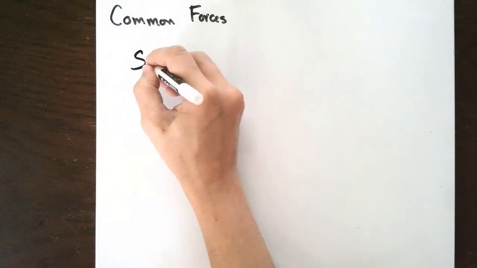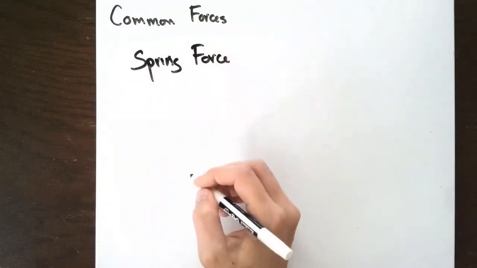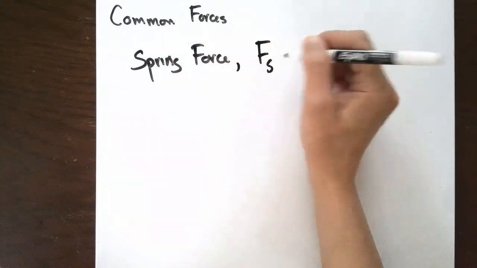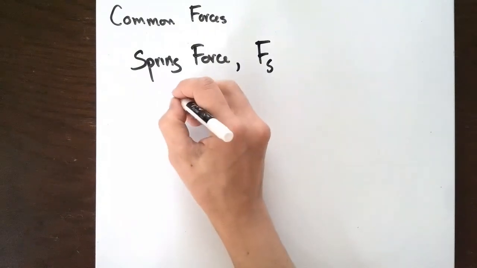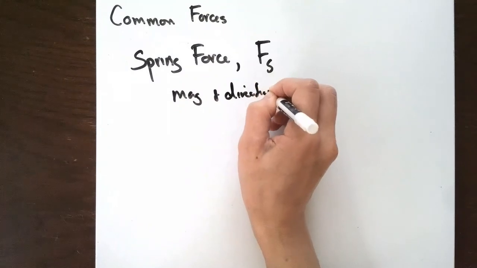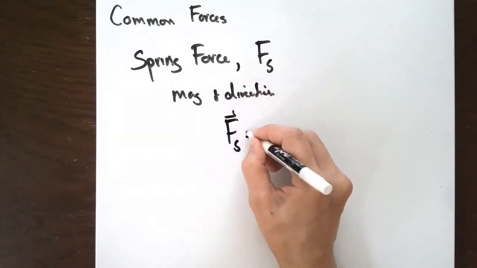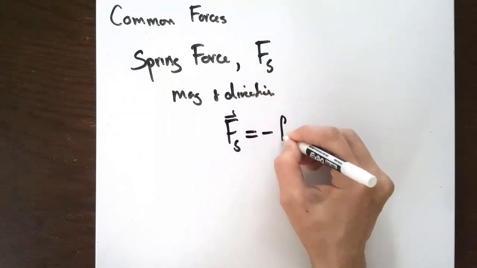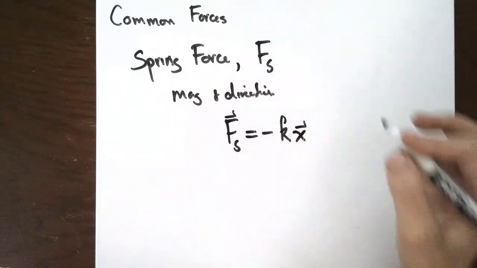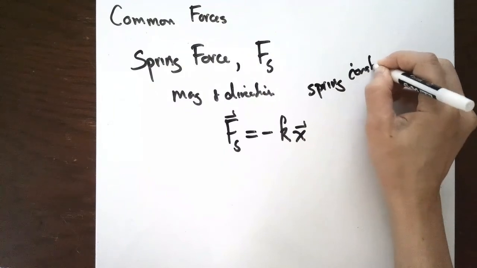Finally, we have the spring force. And this is a force that you get due to a spring. We usually do F sub s. In this one, we can actually get the magnitude and the direction all in one equation. If you look at the spring force as a vector, you can say it is equal to negative something called k times a displacement.